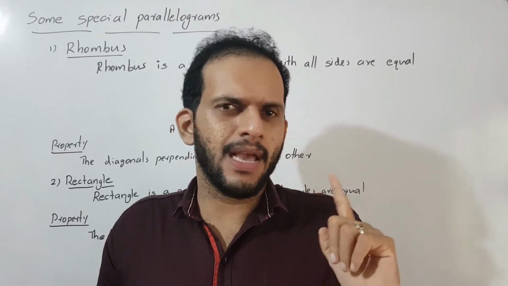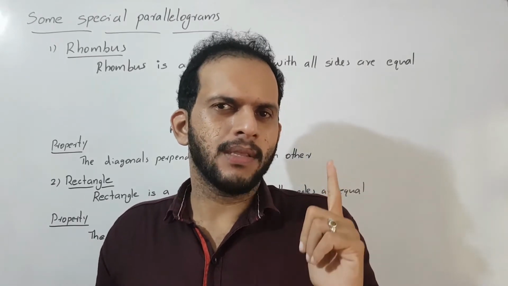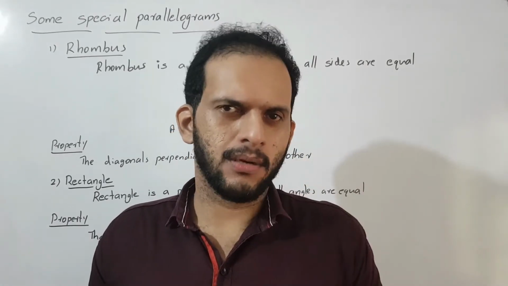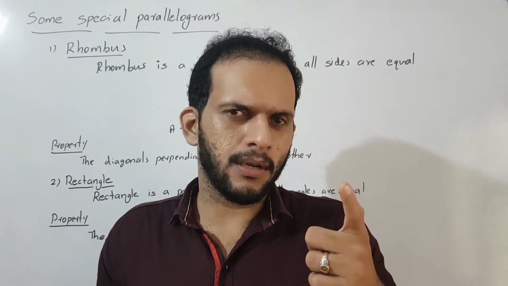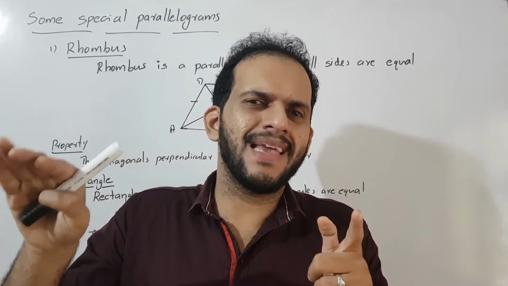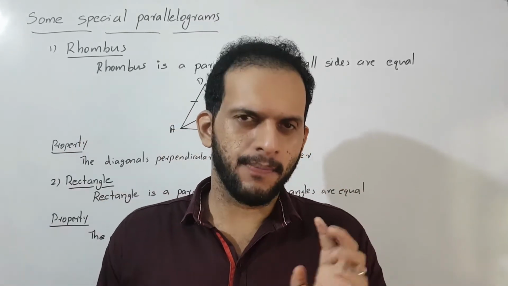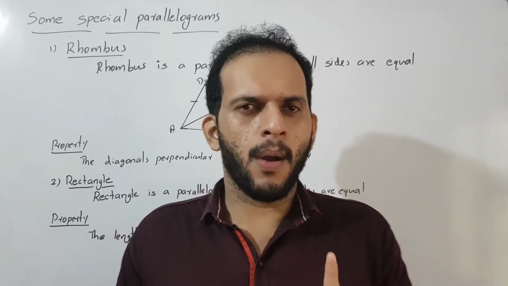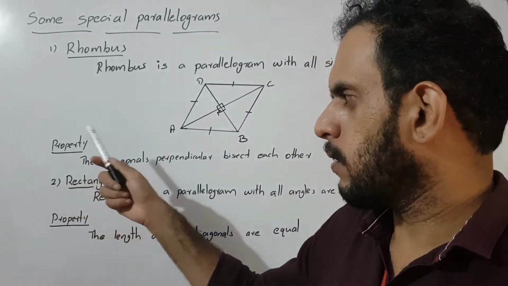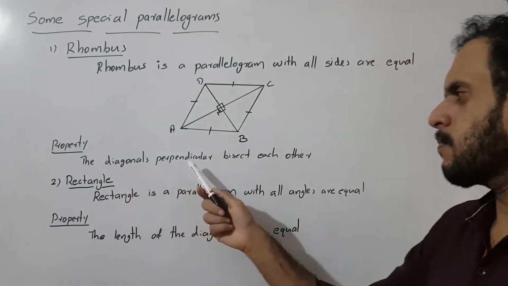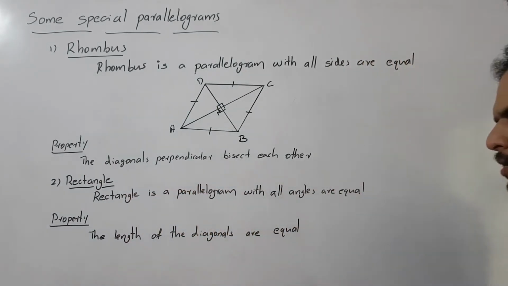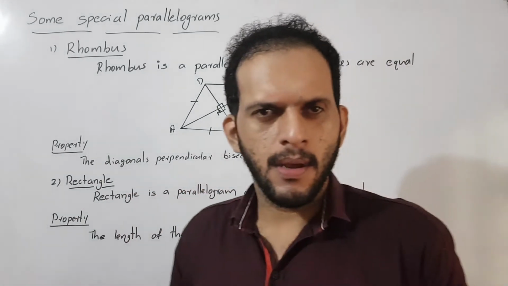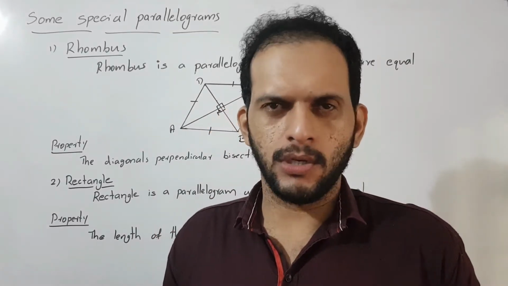What is that? In the case of a parallelogram, the diagonals bisect each other. Correct, diagonals bisect each other. But here we have the change only for that property. That's why we wrote it. The property is that the diagonals perpendicular bisect each other. Not only bisect, perpendicular bisect each other.